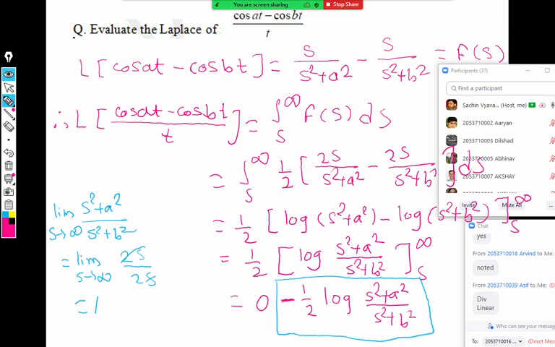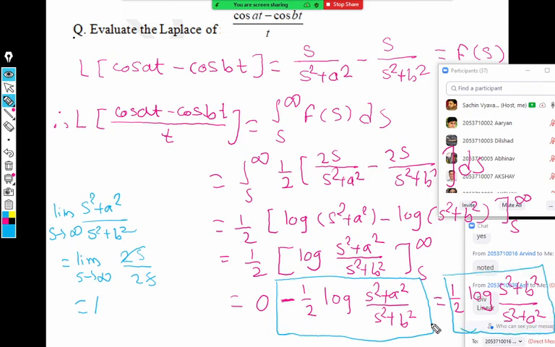Because we know n log x is log of x raised to n, this bracket raised to minus 1 will come. So the bracket raised to minus 1 can be written as 1 by 2 log of s square plus b square in the numerator and s square plus a square in the denominator. So this can be the answer. This is another way of writing the answer. You can keep the answer in any of the forms. All are correct. So this is the second answer.